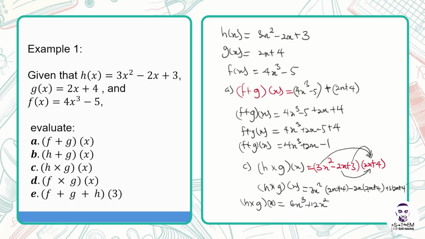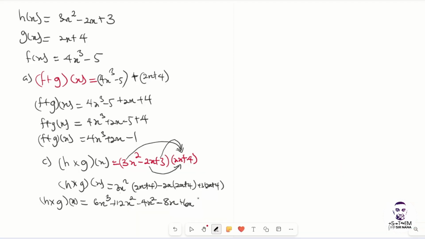Then negative 2 multiplying 2 gives us negative 4. x multiplying x gives us x squared. The negative 2 multiplying 4 gives us negative 8, and then we have x, and then we have plus 6x, right? 3 multiplying 4 gives us plus 12, right? So this implies that once we have this, we are going to just group the like terms, and then we have our function. So we have h multiplying g, all this of x to be equal to 6x cubed.